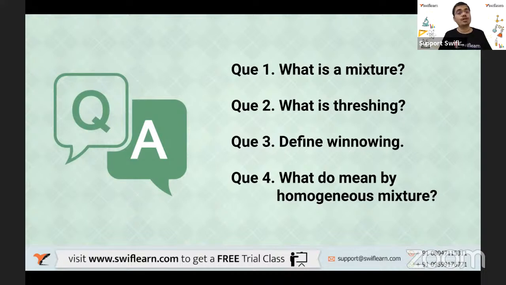Now, what is threshing? Anybody? Remember the methods of separation of mixture. So in that, which one is this? Exactly, very good. Threshing. What do we do with threshing? You remember the slide? Let's see, you can recollect. Threshing, yes, very good. Hitting against the strong surface, very good.